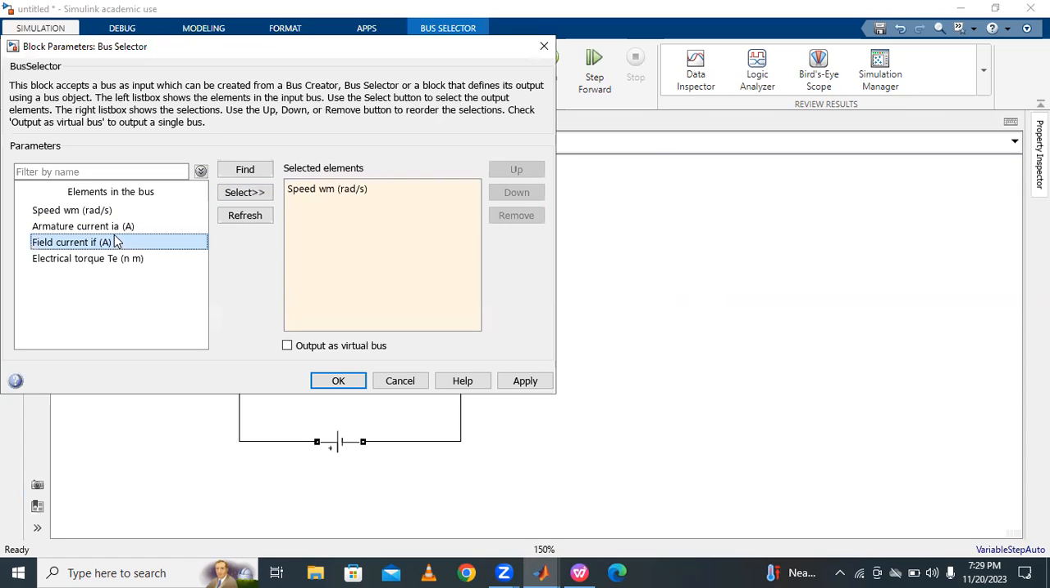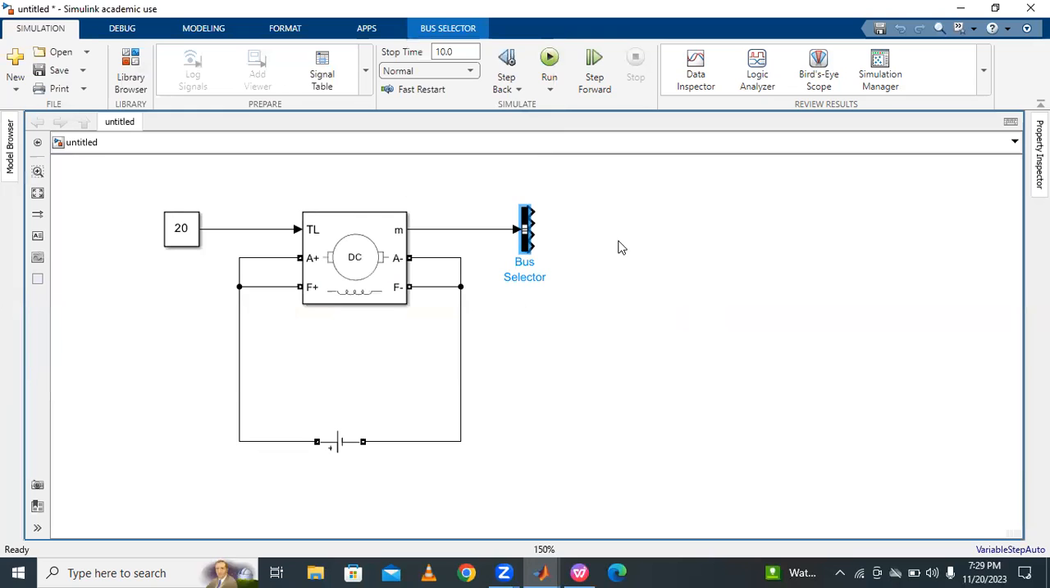Then next, armature current in amps, field current in amps. Field current was selected two times, so delete one. And electrical torque T in Newton meters. First one is speed in radians per second, then electrical torque in Newton meters, armature current IA, and field current IF in amps. Then apply, then okay, and you will get 4 terminals. This is called the bus selector.